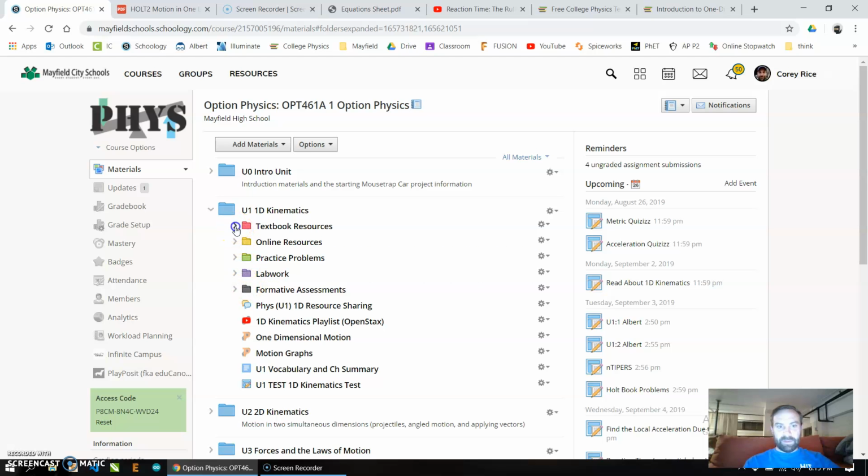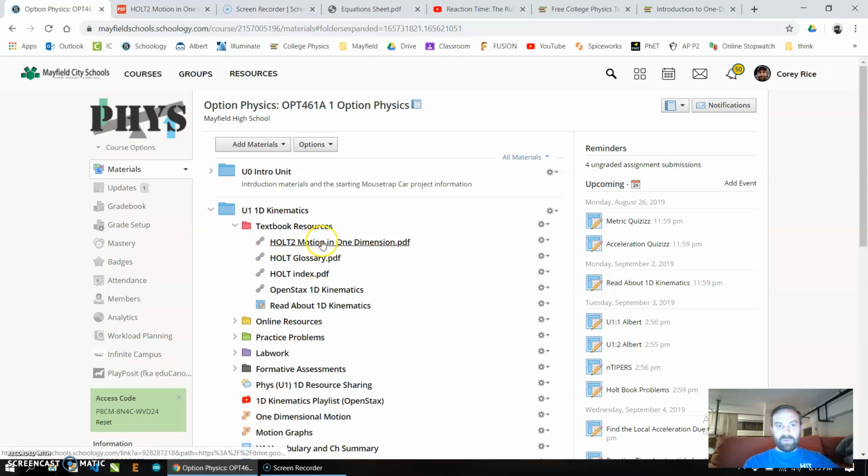You can see here there's textbook resources. We have two textbooks that you can access here. There's the Holt textbook, which is the traditional one that every physics student in Mayfield uses. Then there is the OpenStax textbook, which is a free online textbook that you can take a look at.